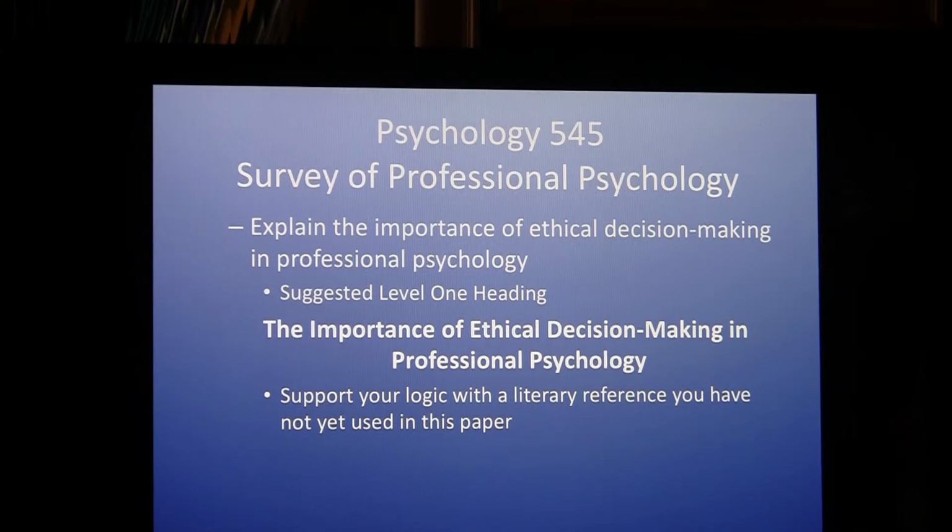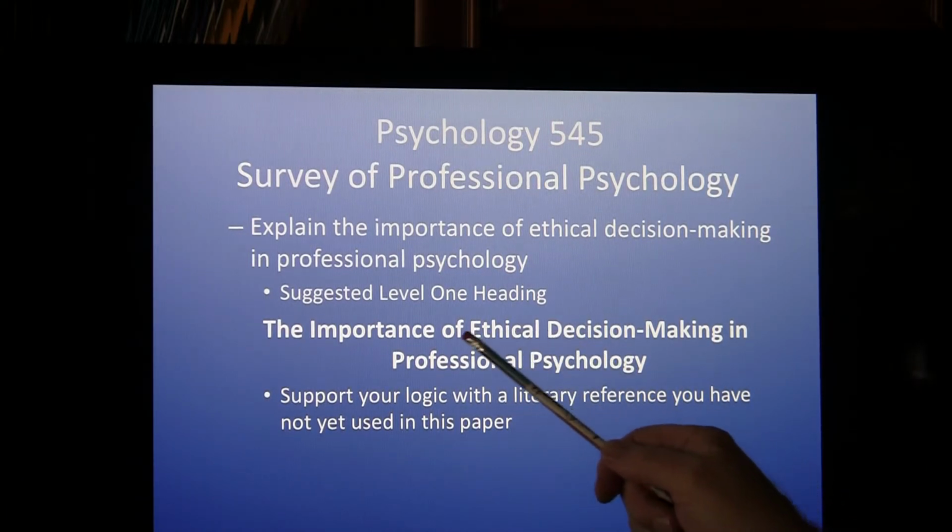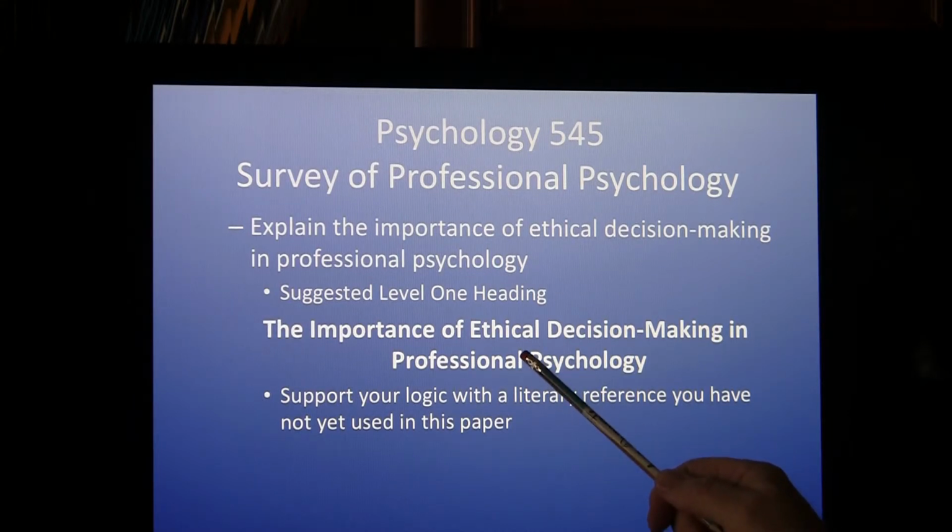So, the next or last objective for this particular paper reads, explain the importance of ethical decision-making in professional psychology. The level 1 heading, the importance of ethical decision-making in professional psychology. Bold, upper and lowercase letters, double-spaced, without a period. And then support your logic for this particular main point with a literary reference that you have not yet used in this paper. Remember, we will not use transition sentences to go from the final main point into the conclusion.